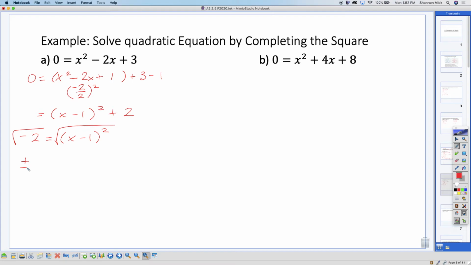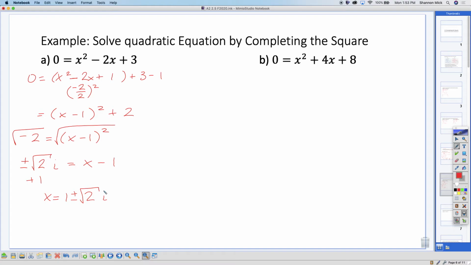Okay, I'm taking the square root of a negative, it's going to be a non-real solution, yes? So it's going to be the square root of 2i equals x minus 1, and then add 1, yes? So x equals 1 plus or minus the square root of 2i. Now, it is a non-real solution. It is a solution, yes? But it's not a real solution. So if it's not a real solution, that means there's no x-intercept.